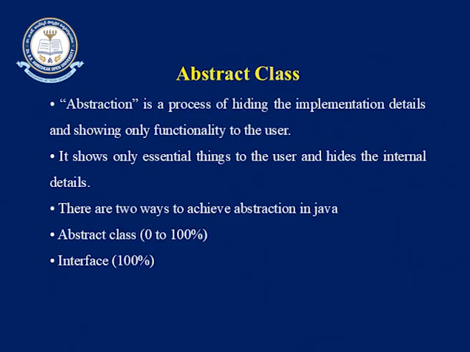So, in an abstract class you are not going to implement anything. You can only declare the methods that can be implemented further in the derived classes, that is nothing but an abstract class. Abstraction is a process of hiding the implementation details and showing only functionality to the user. It shows only essential things to the user and hides the internal details. So, abstract class is 0 to 100%, interfaces are 100%.